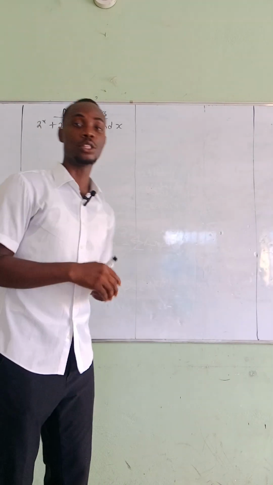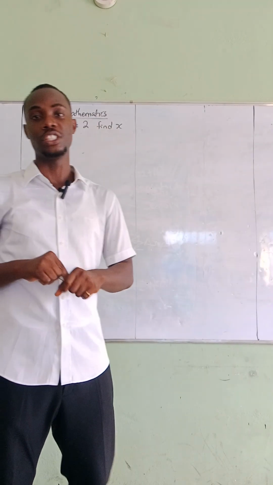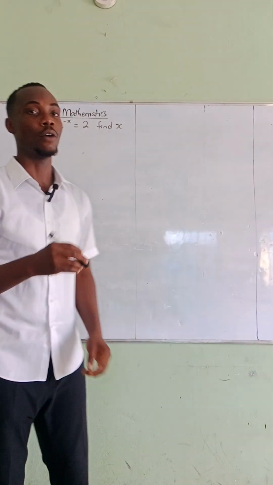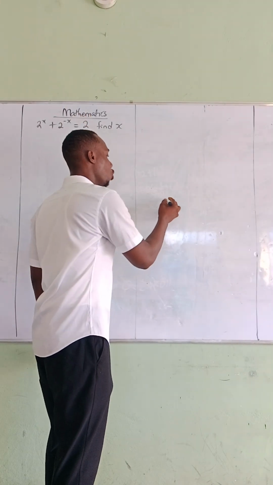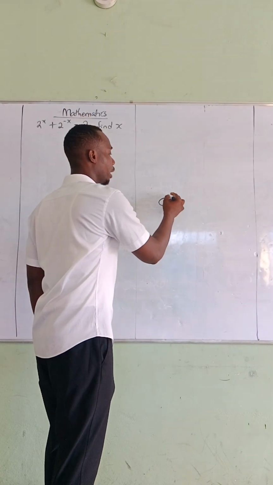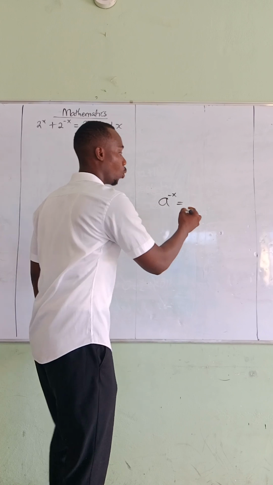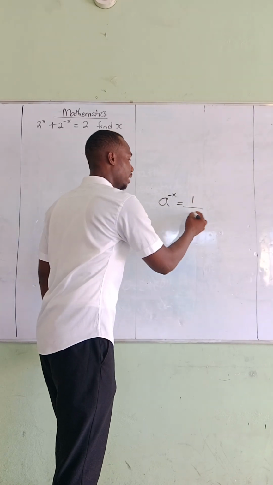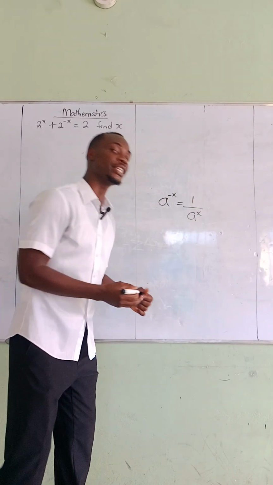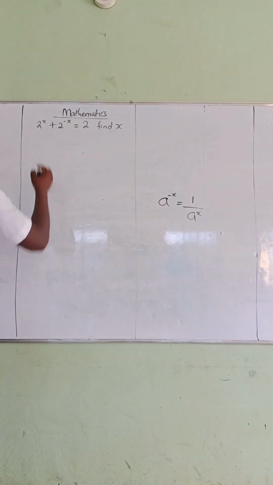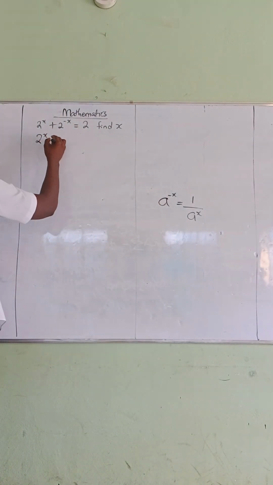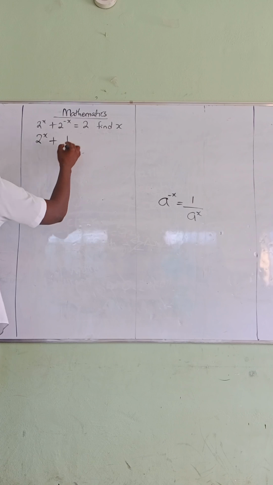The only thing that we can do is to apply one of the laws of indices, the negative law of indices. The negative law of indices says that if you have a number a raised to the negative power, the result is 1 all over that same number without the negative sign. Applying this principle here, we are going to have 2 raised to the power of x plus 1 all over 2 raised to the power of x is equal to 2.